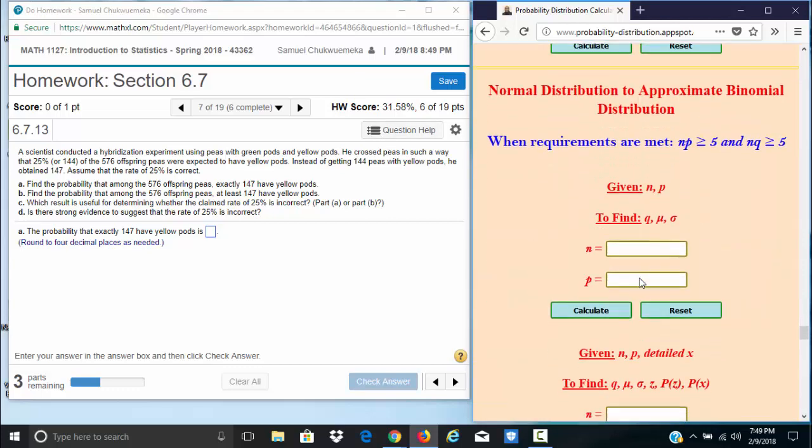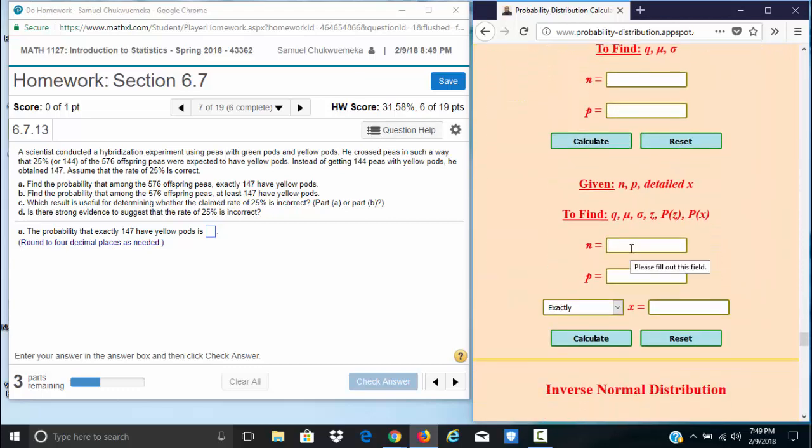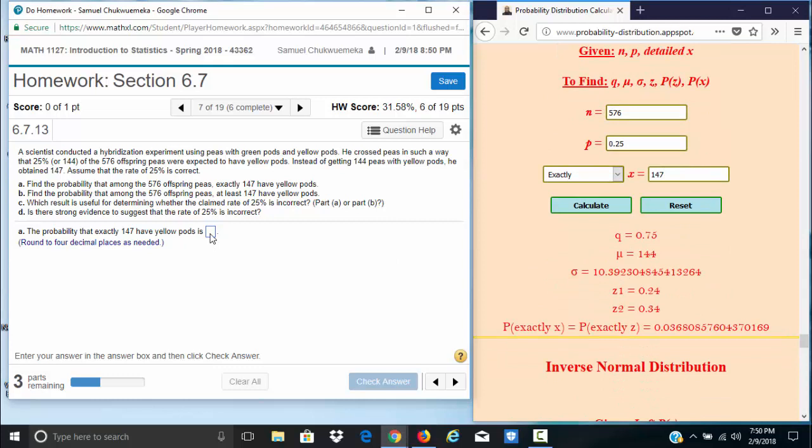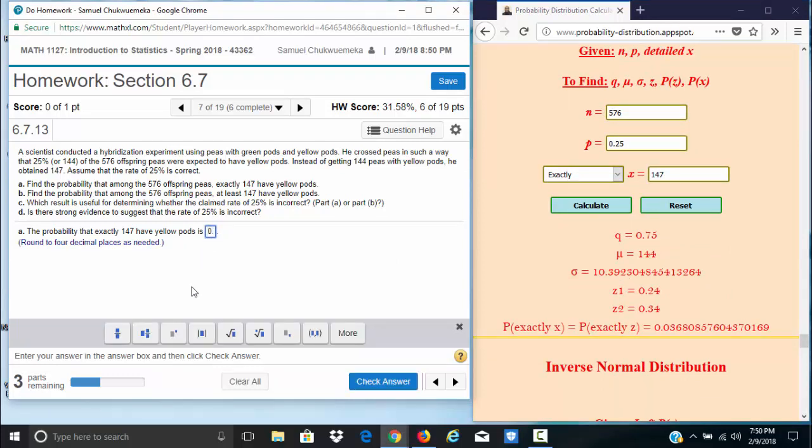So we'll come here. Here the sample size is 576. The probability of success is 25%, which is 0.25. And this is already in exactly, so that's fine. Exactly 147. So our answer is 0.0368 to 4 decimal places.